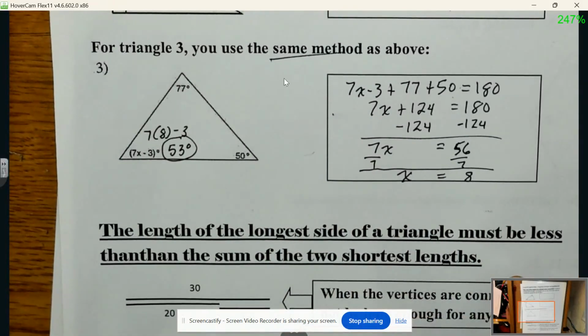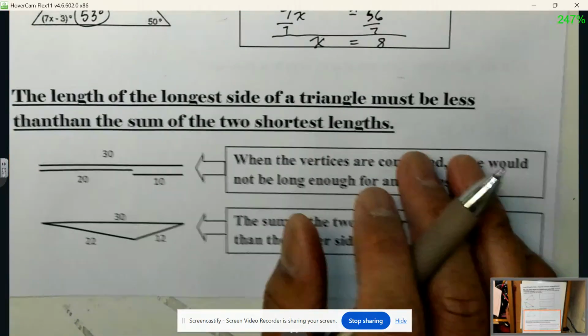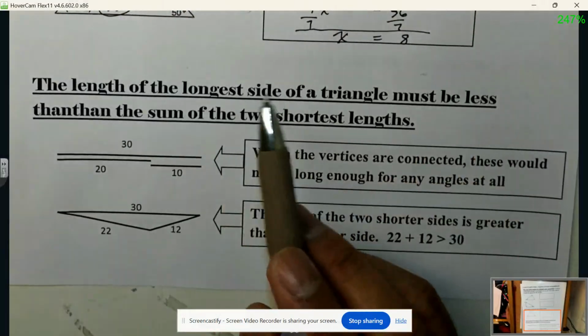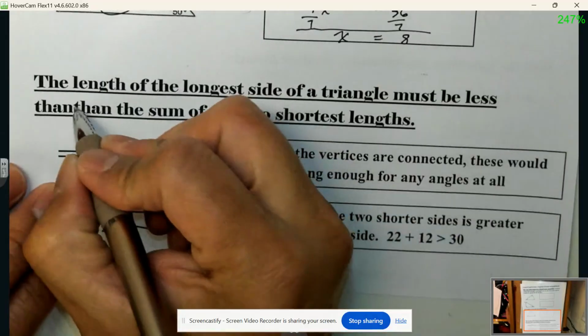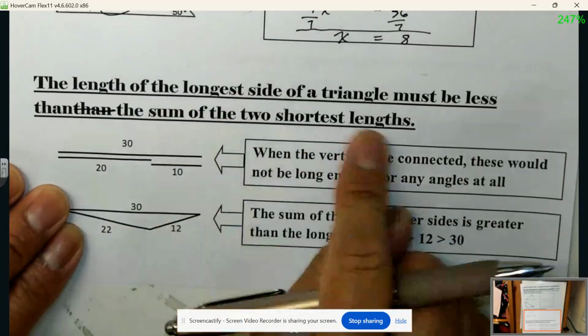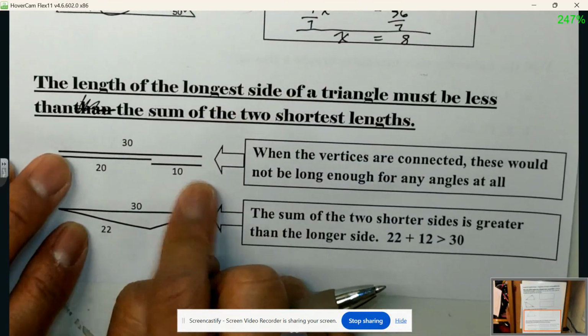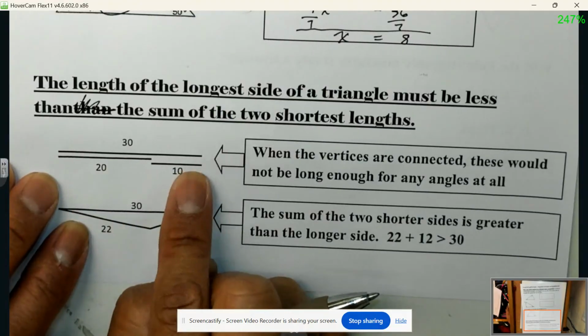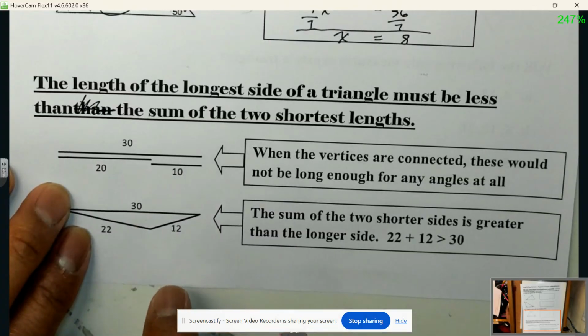And if you look at the bottom part, now this is true about the sides of a triangle. When you have the length of the sides of a triangle, the longest side must be less than the sum of the two shortest sides. Now here's why. If you look at these, these would be 3 line segments. If we were to make a triangle out of it, would we be able to?